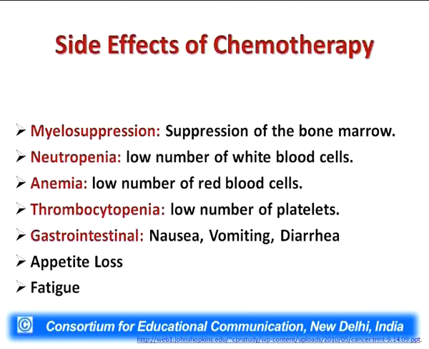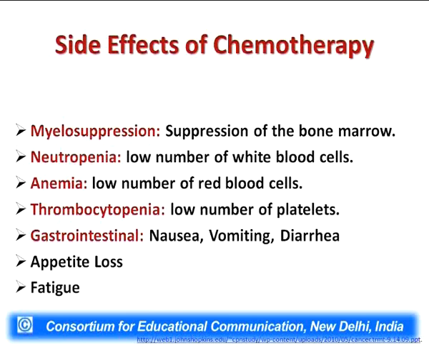The major side effect of chemotherapy is suppression of bone marrow, so the bone marrow doesn't function properly. There is no normal generation of red blood cells or the other cells which are produced from the bone marrow.